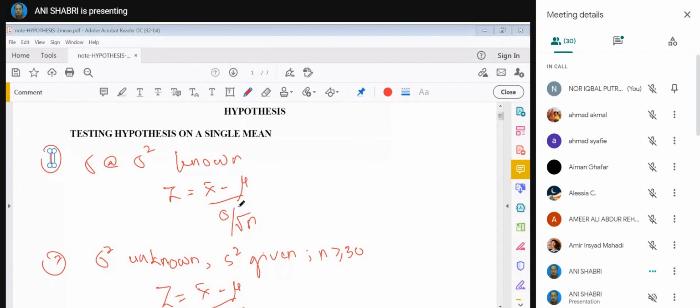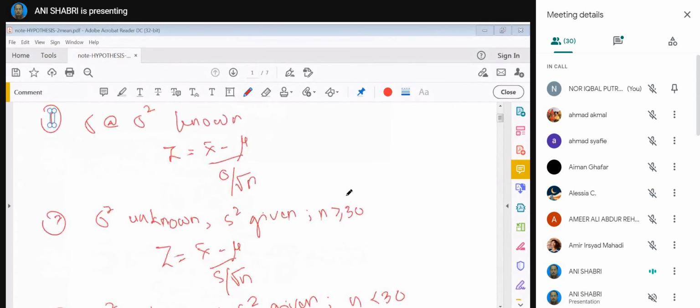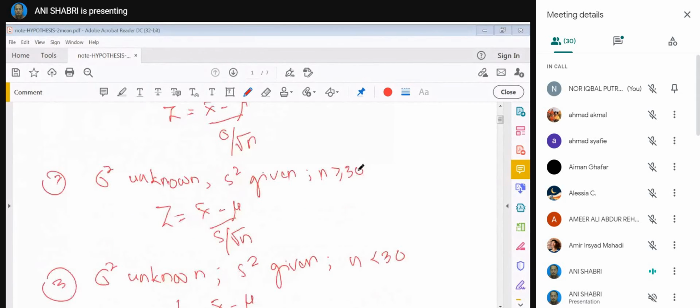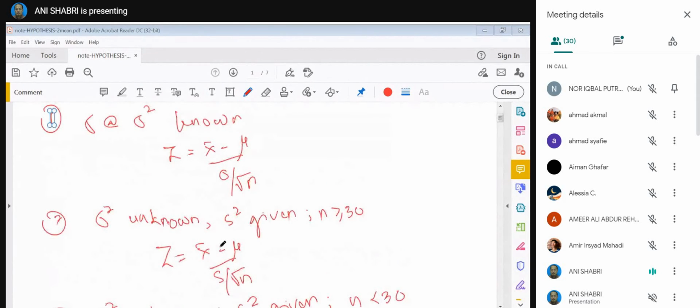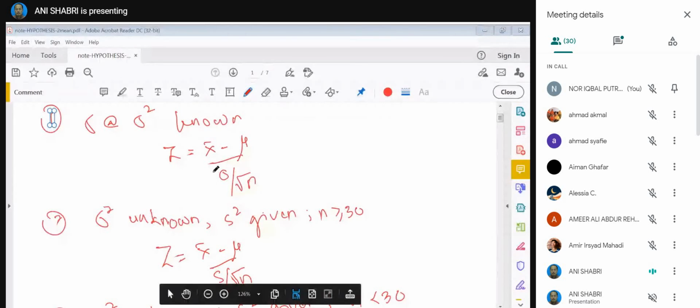Square root n. But for the case when the variance is unknown, not given in the question, and S squared or S is given, where S is the sample standard deviation, and n is greater than 30, we must use this formula. If you compare, the formula is the same, just substitute S with sigma.